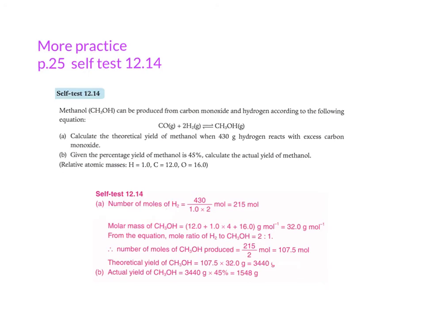So you got more practice. You have, on page 25, a self-test. This one is pretty simple. You need to calculate the theoretical yield. You are given 430 gram of H2, and you just need to calculate this one. Afterward, they give you a percentage yield, and then you use it to find out the actual yield. It's pretty simple. I'm not going to talk about this one.